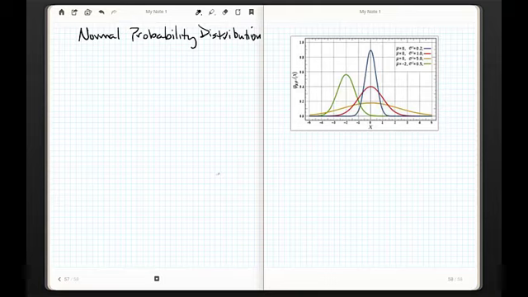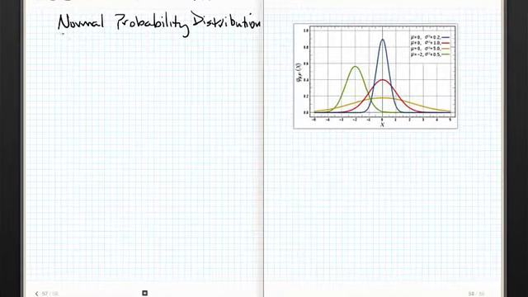Hey everybody, welcome back. We're going to start talking about the big daddy of all statistics. And it is the normal probability distribution, or just the normal distribution. It is the bell-shaped curve. Technology's great, isn't it? Look at this. I've got a bunch of bell-shaped curves over here, but let's go into this really easily.